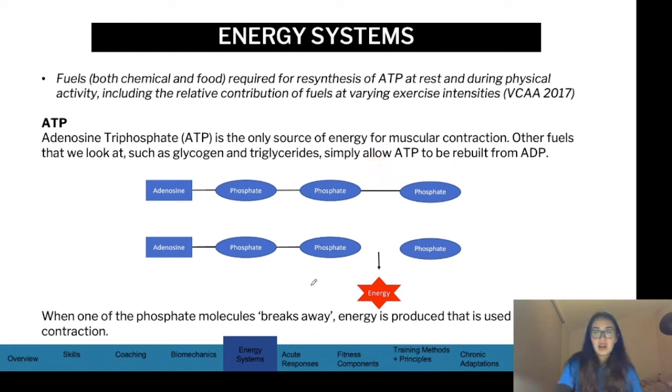So ATP is triphosphate, three phosphates, and ADP is diphosphate, two phosphates. So if we go from ADP to ATP, we actually rebuild and add the phosphate, binding it back together. And then ATP will be snapped down to ADP, and we end up with a diphosphate, but we release that energy. We can actually go down even further to monophosphate, but we didn't really discuss that in PE.